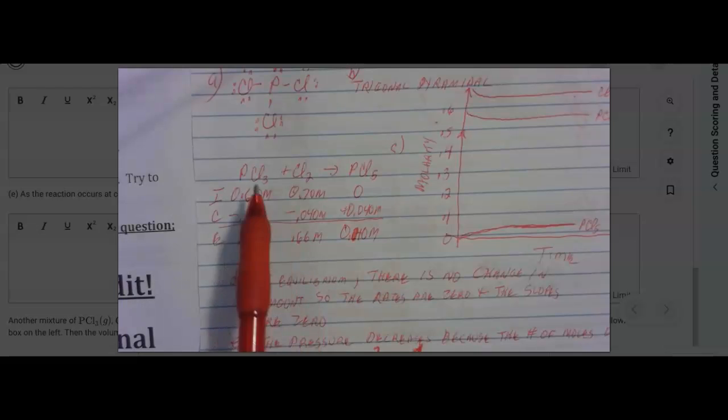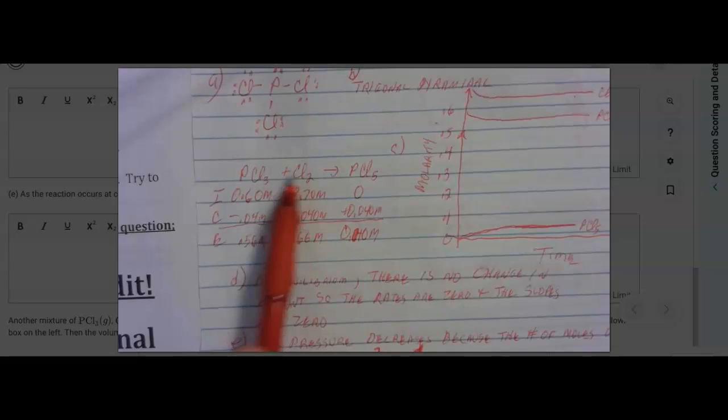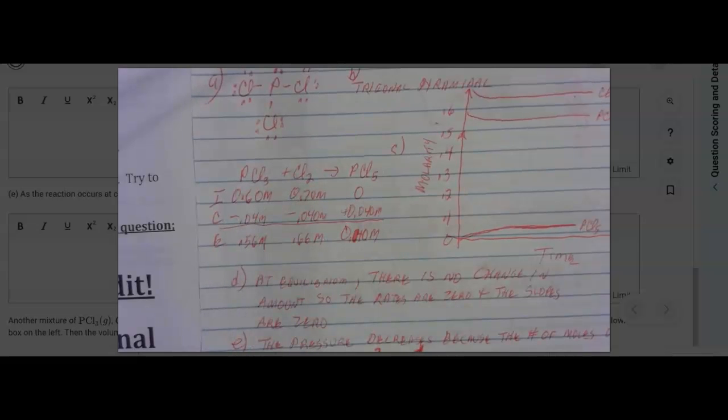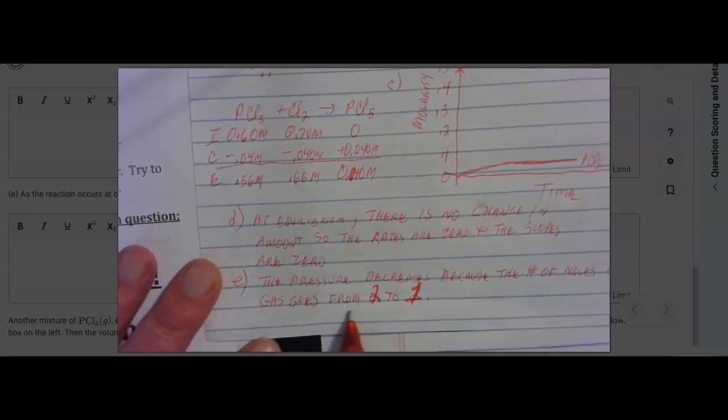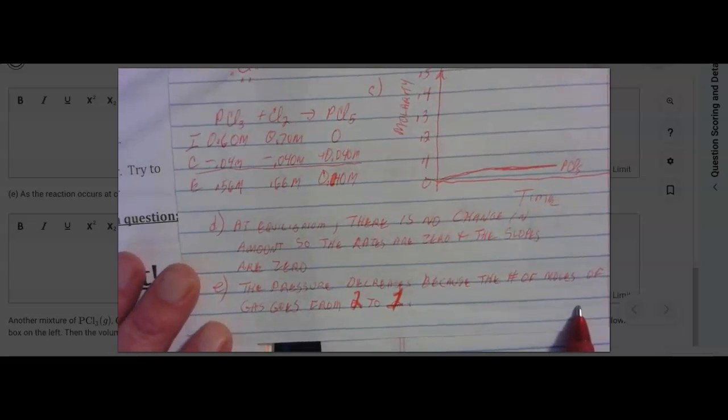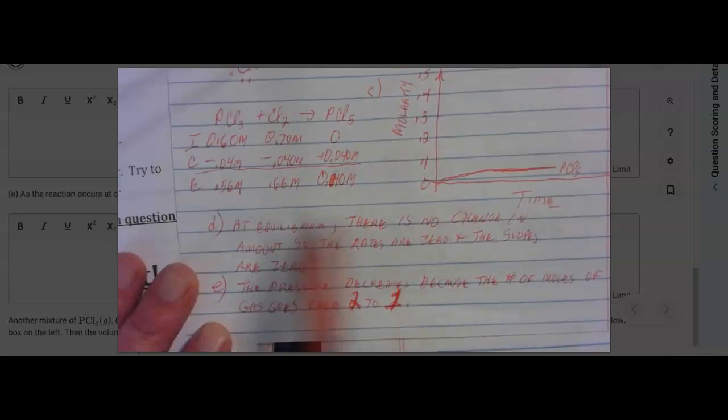And really, it comes down to moles of gas. We had 2 moles of gas that we're starting with. We're ending with 1 mole of gas. So every time we mix 2 of those reactants, we get 1 of those products, which means we're getting fewer molecules and thus less pressure. Okay? So the pressure decreases because the number of moles of gas goes from 2 moles to 1 mole based on the reaction.